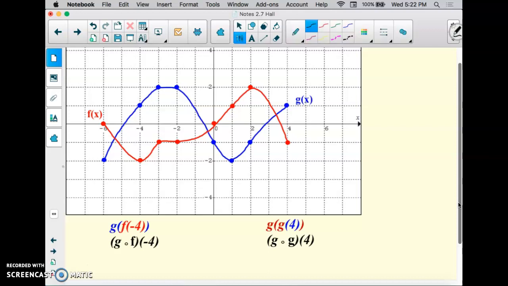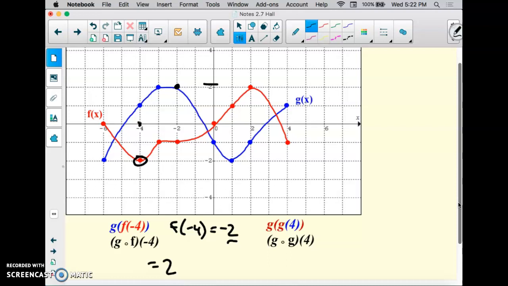I can find f of negative 4 by looking at f and looking at the x value. I see that this value is 2. So f of negative 4 is actually negative 2. And I take that and plug it into g. So I go to g, I find negative 2, and find the value is 2 right there. So I took negative 2, found it in g, went up to it, and it ends up being 2.